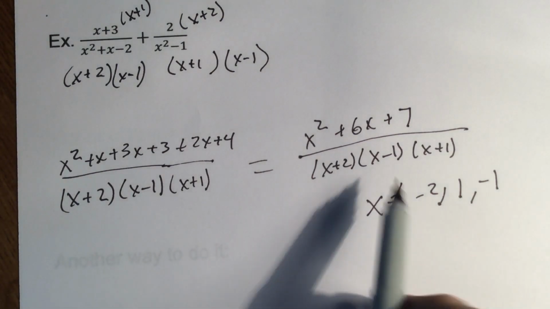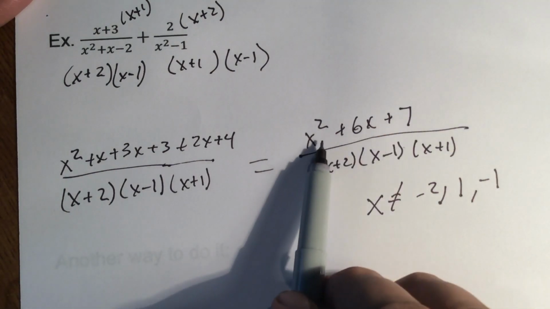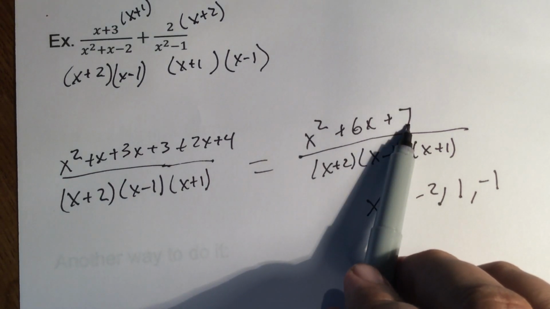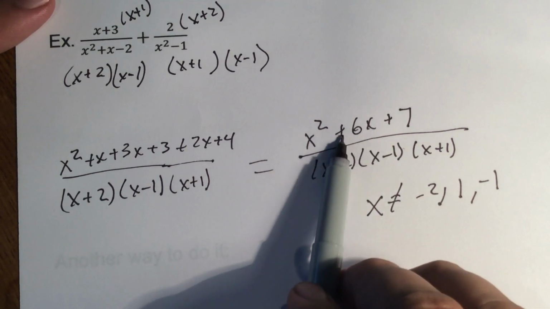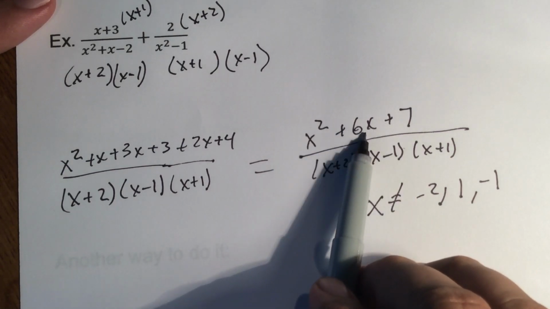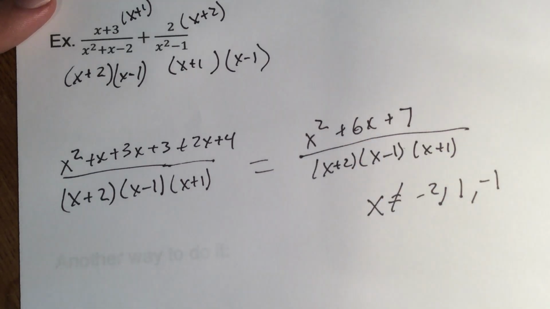Now, if we check to make sure that the top won't factor, so x and x, 7 would only be 1 and 7. Well, if this is a plus, we look in the middle, that's a plus. So the sum of 1 and 7 can't get 6, so this will not factor out nicely. So that's as far as we got to go.